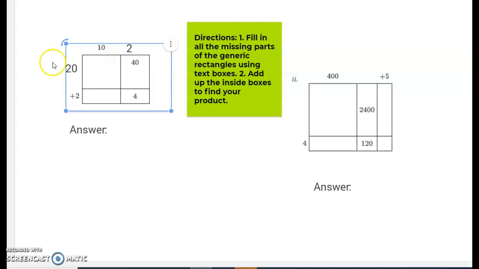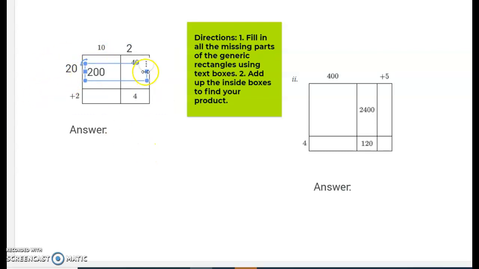So 20 times 10 is equal to 200. So I would put 200 right there. And then 10 times 2 is equal to 20. So that would go right in that box. And then again, you add up the numbers in the middle, the products, and then to get your final answer for 12 times 22. And then you'll do this one over here.